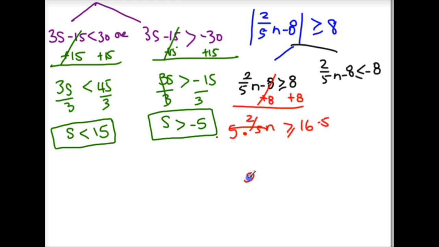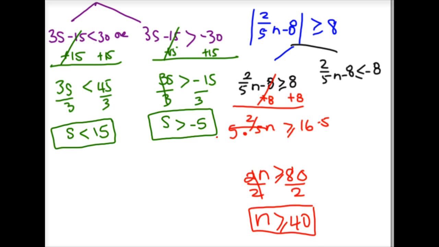These cancel. I'm left with 2n is greater than or equal to 16 times 5, which is 80. Now what I did was to get rid of that denominator. Getting rid of that denominator means I am going to have a beautiful 2n is greater than or equal to 80. And then, since I want n by itself, I'll divide by 2 on both sides. n would be greater than or equal to 40, and that's one of my answer choices.